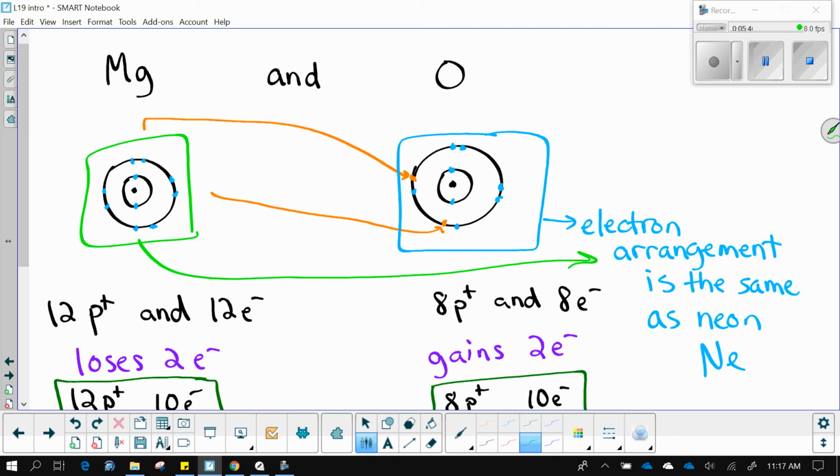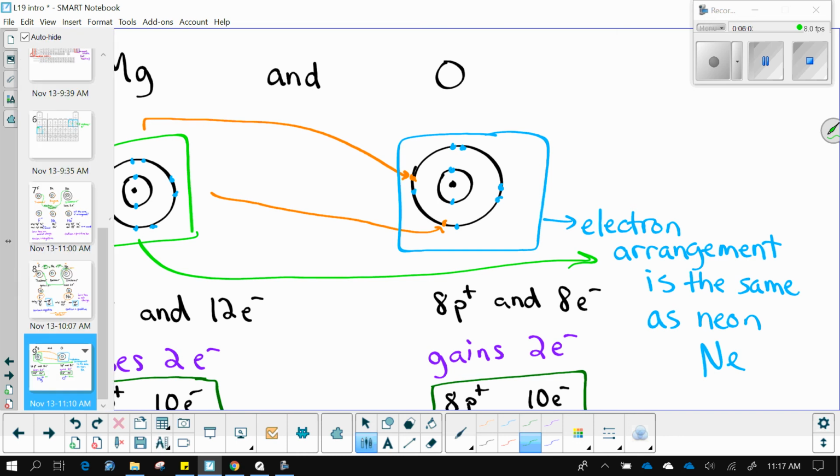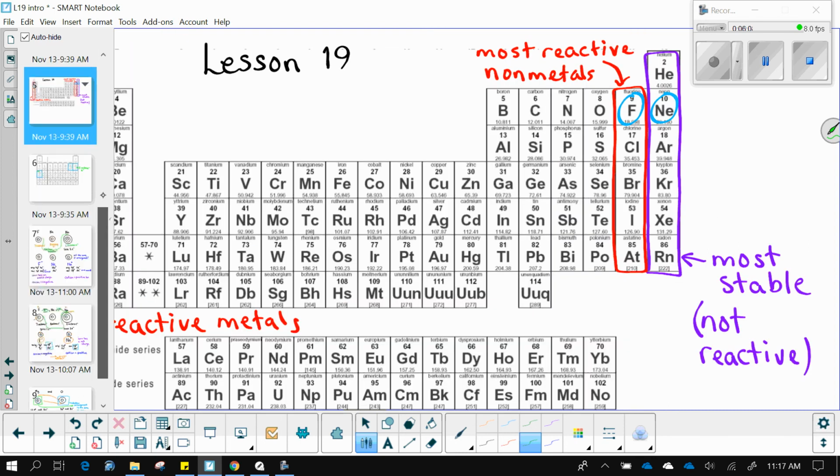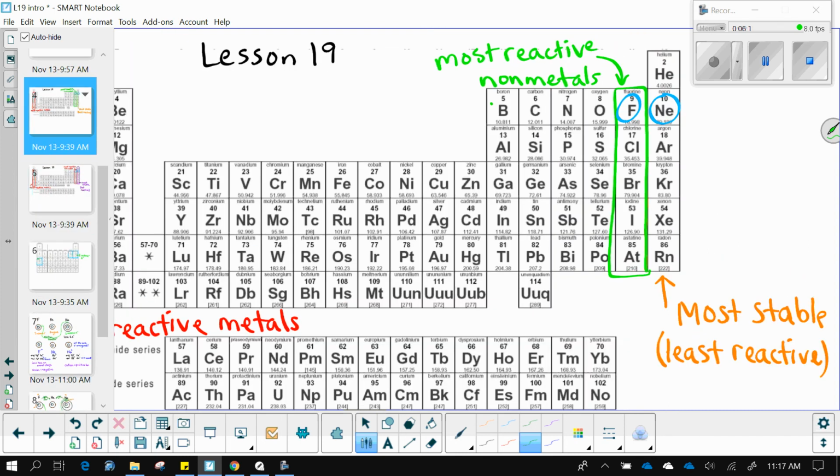So the bottom line is, when an atom has a small number of valence electrons, it tends to lose those. When an atom has a large number of valence electrons, it tends to gain electrons. And that would take us to here. That's the wrong picture. Let me go to this one.